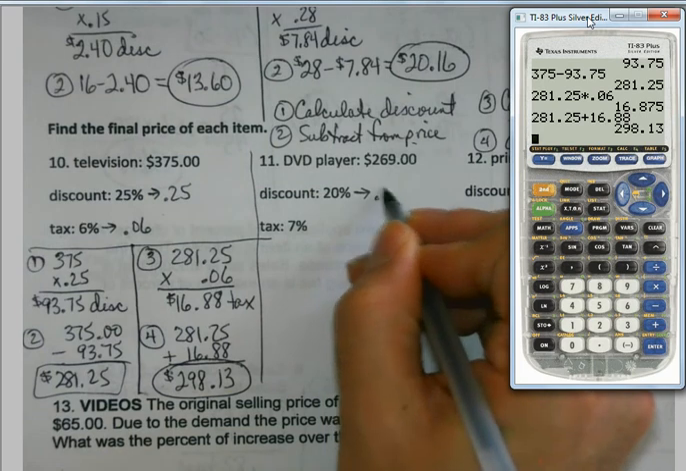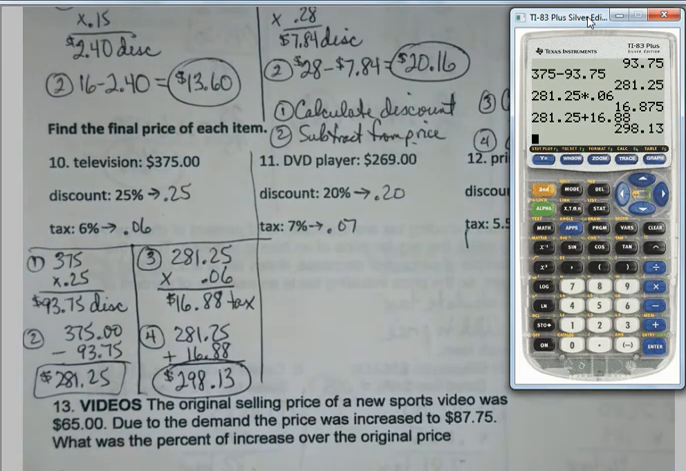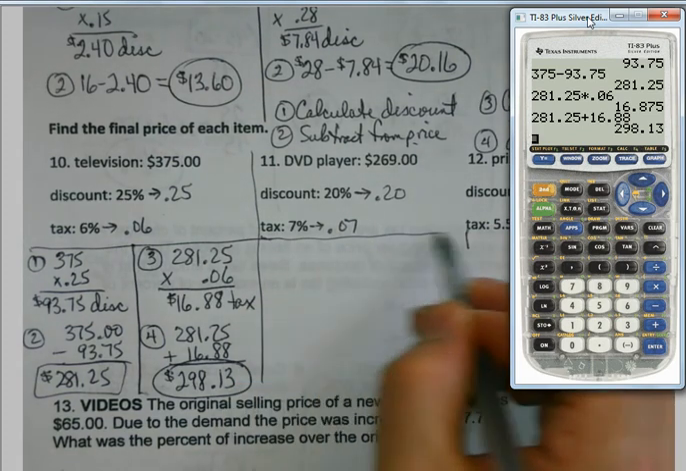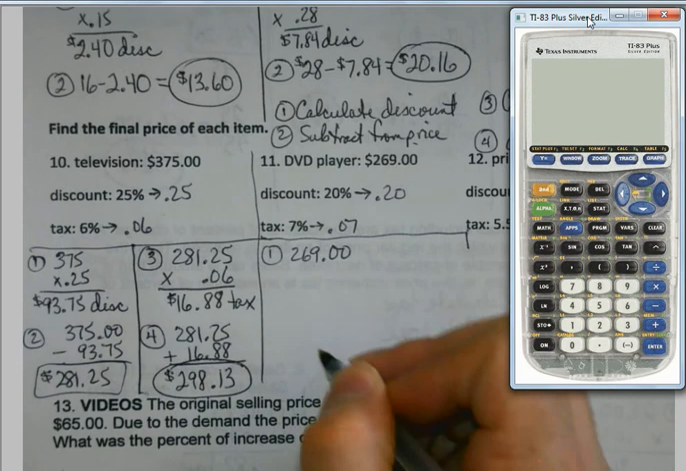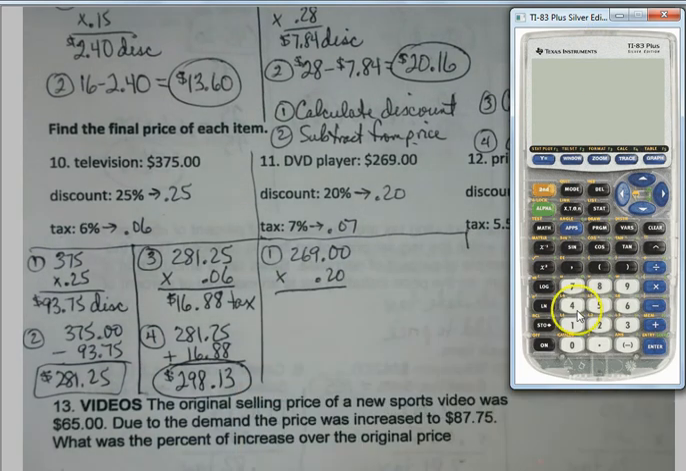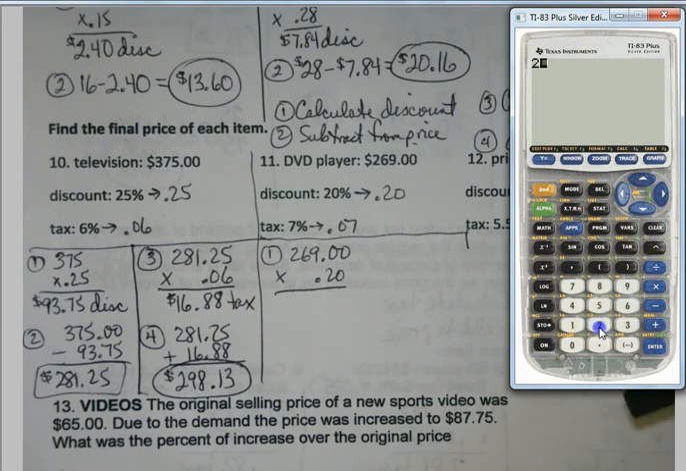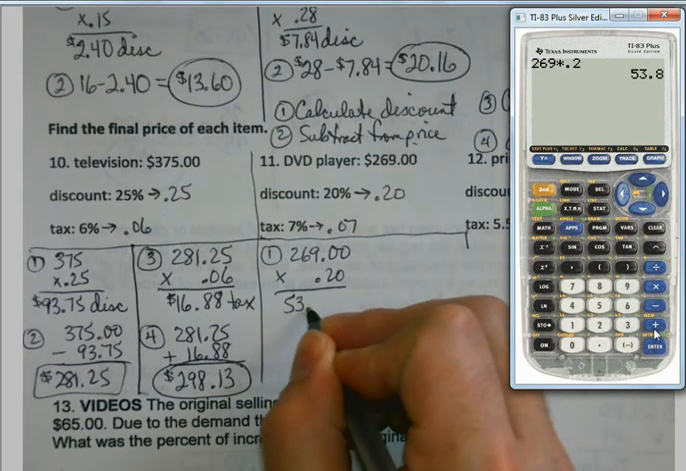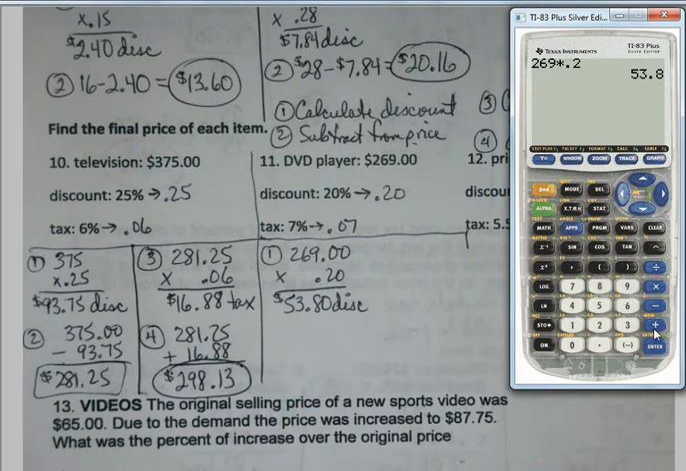Again, dividing by 100 will get me my decimals. So once I get rolling, take the price times my discount as a decimal. Oh, calculator turned off. So $53.80 is my discount.